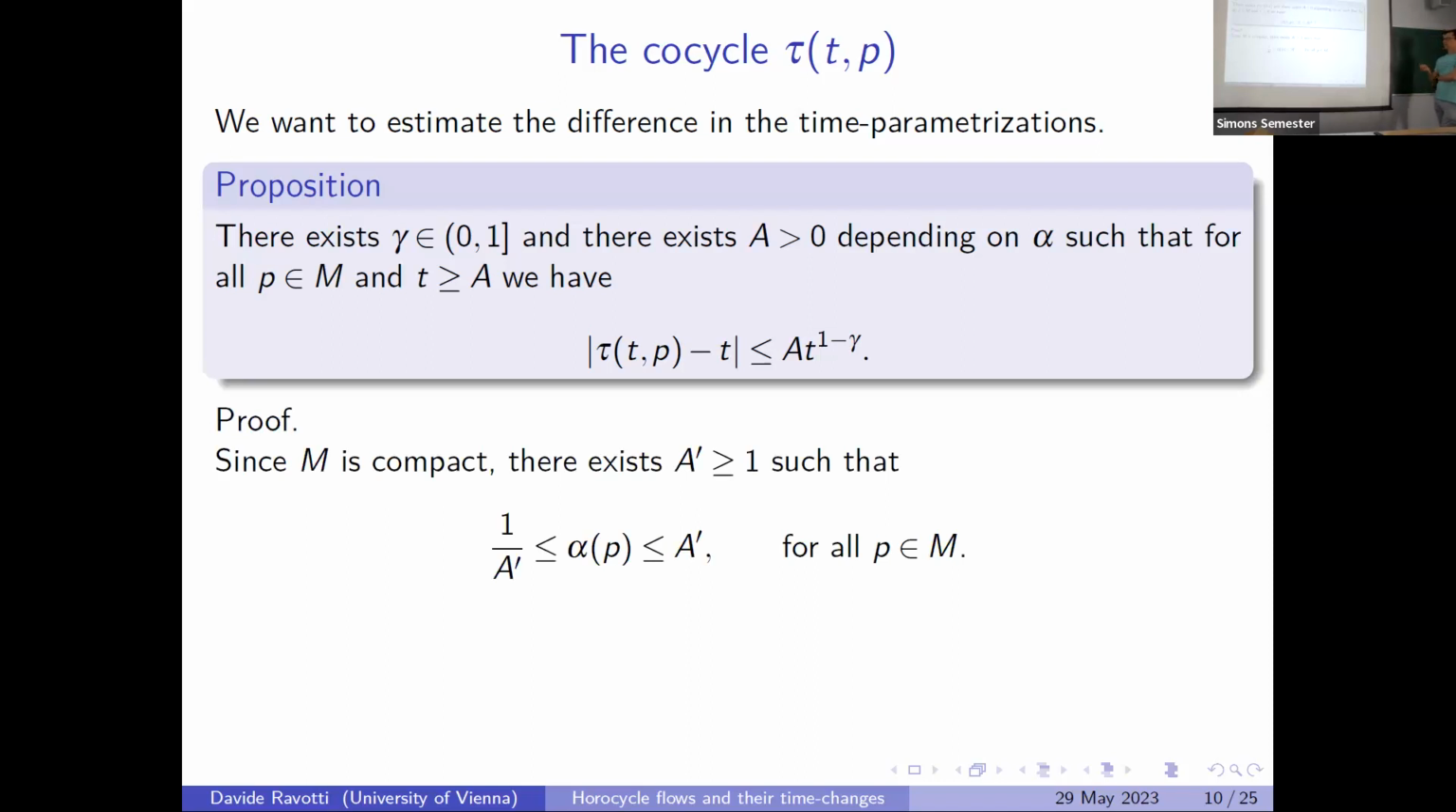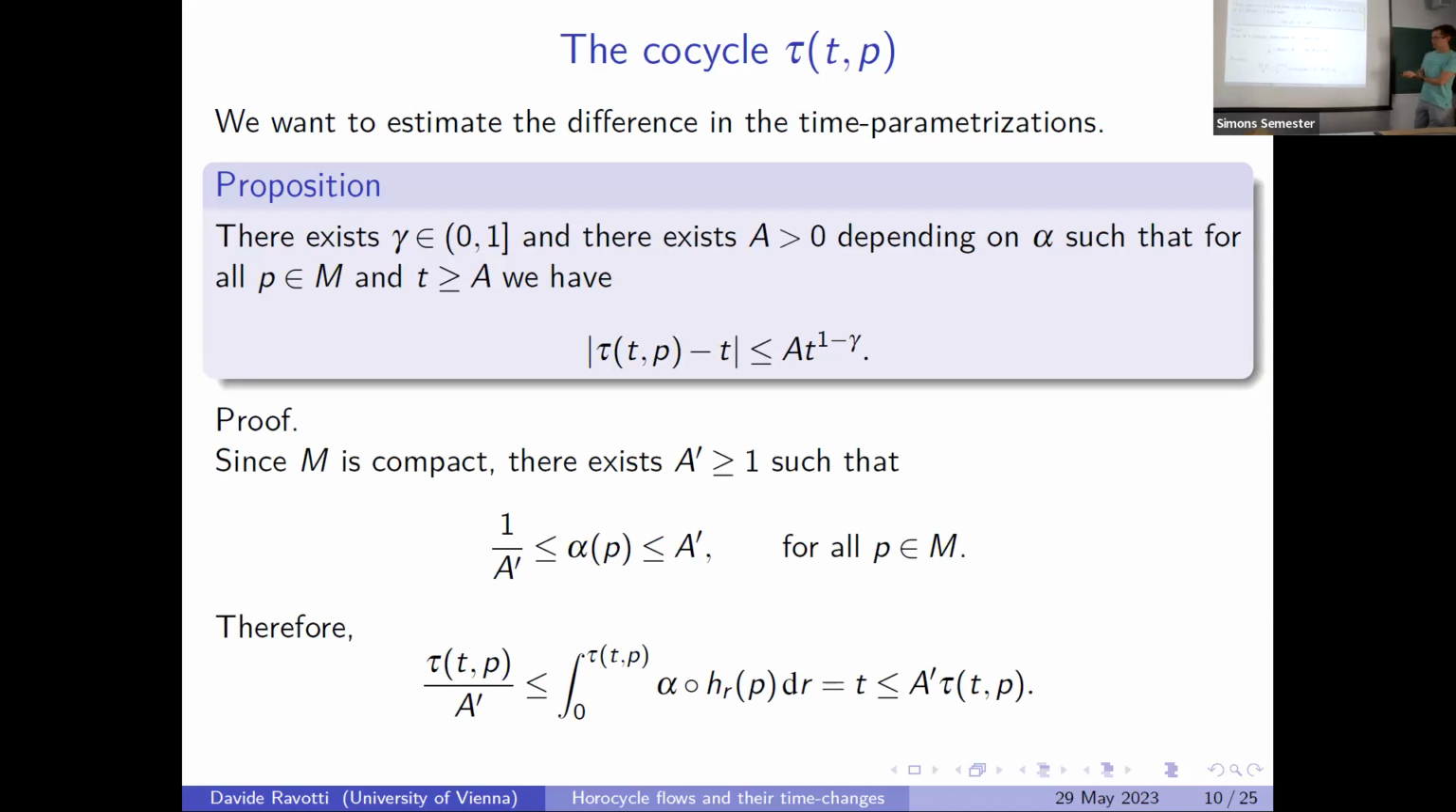Okay, so let me prove this proposition. I'm living in a compact space, so my function alpha is smooth and strictly positive, so it's going to have a maximum and a minimum. So it's going to be bounded by some A prime and A prime to the -1. So this was the equation I proved before: T is the integral from 0 to tau of alpha composed with the Horocycle. This integral is definitely going to be at least the extreme of integration times the lower bound for alpha. So it's going to be at least tau of T of P over A prime, and it's going to be at most A prime times tau of T of P. This is the trivial bound I can prove between T and tau. Definitely they're going to be comparable up to a constant. But now I want to prove something stronger.